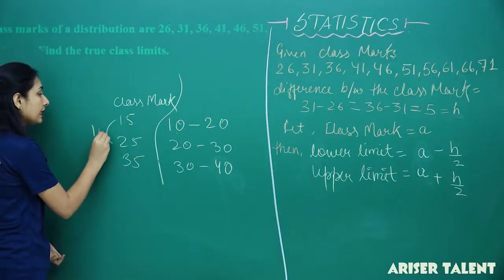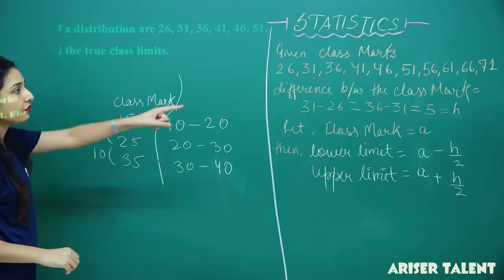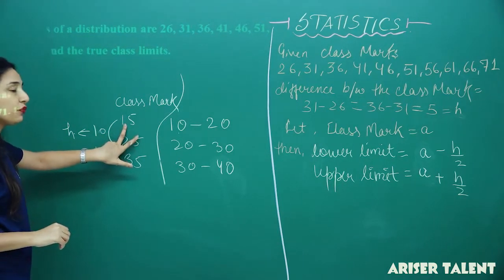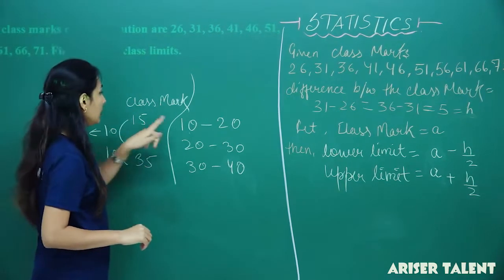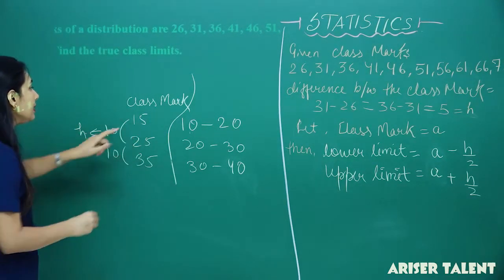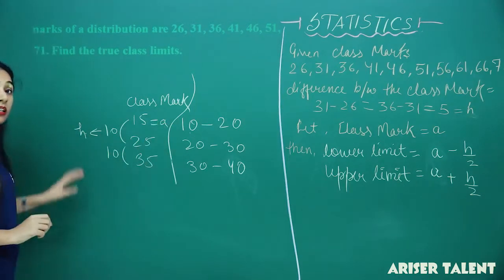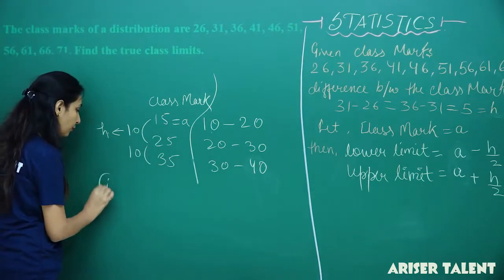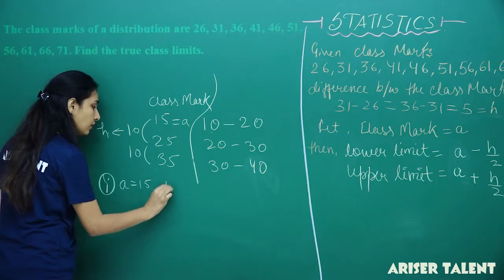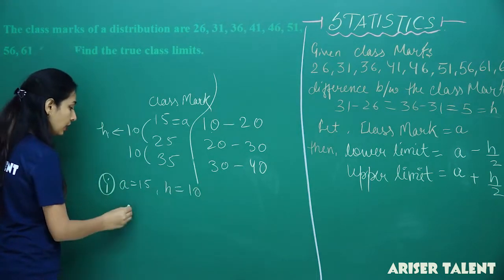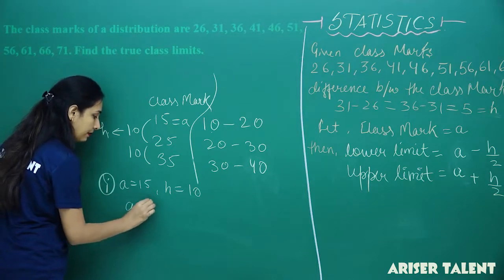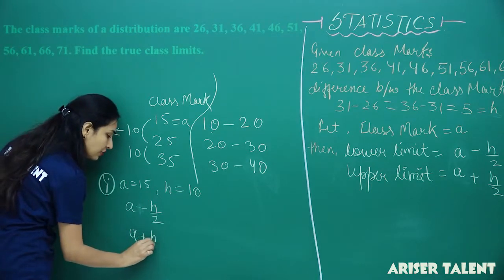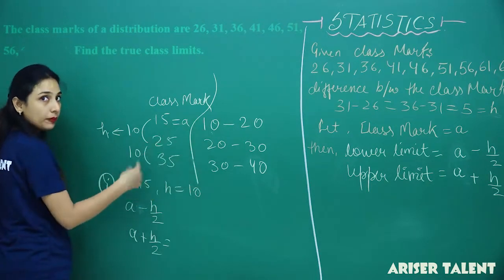So the difference is what? 10 here. The difference is the same, given as h. So this is our h. And when we talk about this 15, how will you calculate this 10 and 20 from this 15? Simply, this is your A and this is your h. In the first case, A equals 15 and h equals 10. So A minus h by 2 should be the lower limit, that should be 10, and A plus h by 2 should be the upper limit, 20.